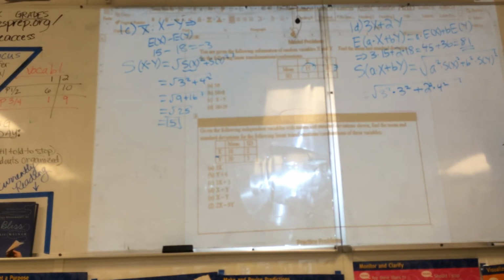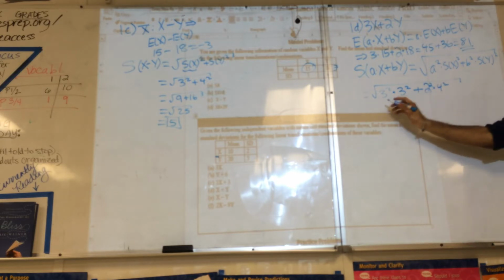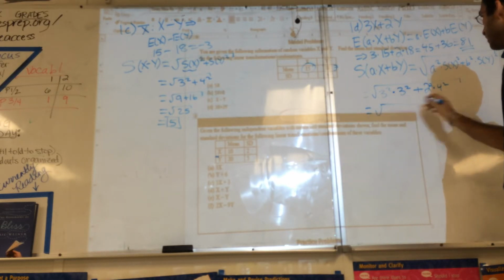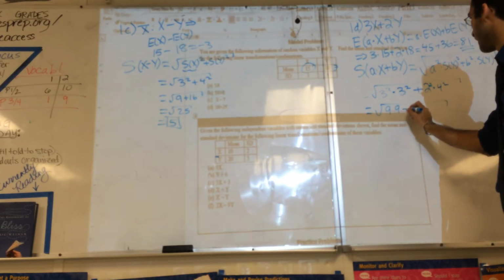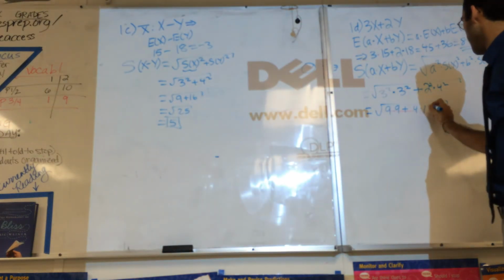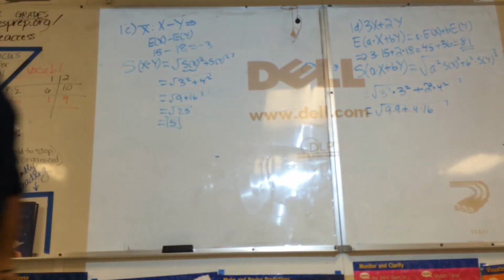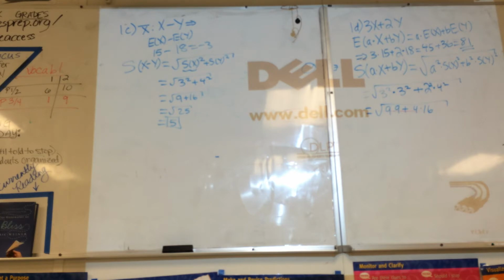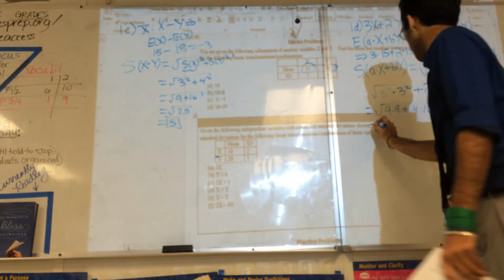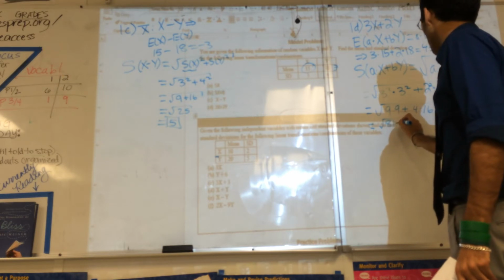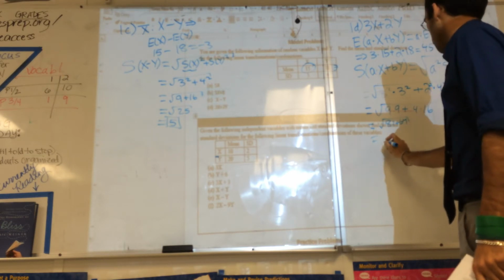And then this is right on the calculator. So let's see what we get. This is 9 times 9 plus 4 times 16. But I think most people should just plug this in. You don't need to simplify it by hand. Basically, this will be the square root of 81 plus 64, which will give you some number.